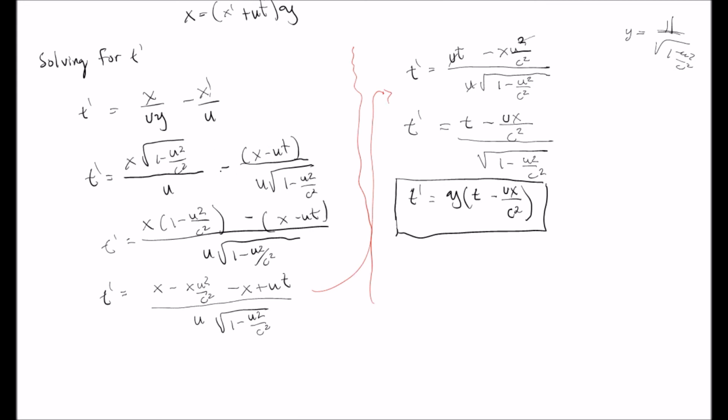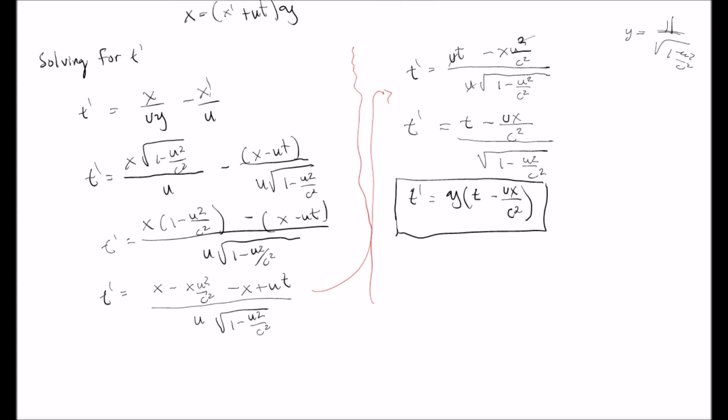Okay, so cross multiply. We're going to cross multiply here. So we can combine these two terms. They must have the same denominator. So t prime here equals x times, multiply this. This is raised to the power 1 half, and this is also raised to the power of 1 half. Then 1 half plus 1 half equals 1. Then we have x times 1 minus u squared over c squared minus x minus ut. Then combine these two. Then we have u times the square root of 1 minus u squared over c squared.